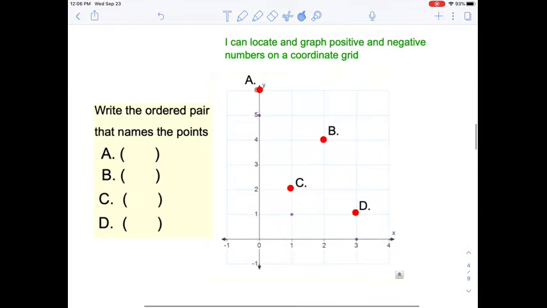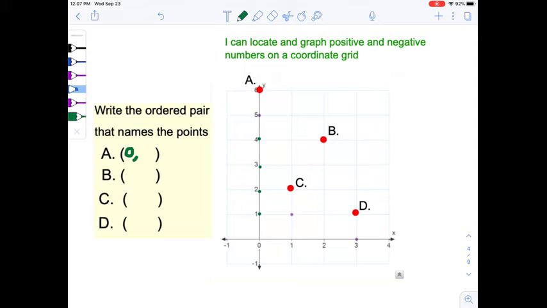Okay, then this is the opposite. We're going to write in the ordered pairs for these coordinates on our coordinate plane. So starting with letter A, we're going to start with our x value, how far left or right we have to go. Well, in this case, we only have to go up, which means our x value is 0. And then our y value is how far we have to go up. So we have to go up 1, 2, 3, 4, 5, 6. So letter A, that ordered pair, is 0, 6. And we always write a comma in between.